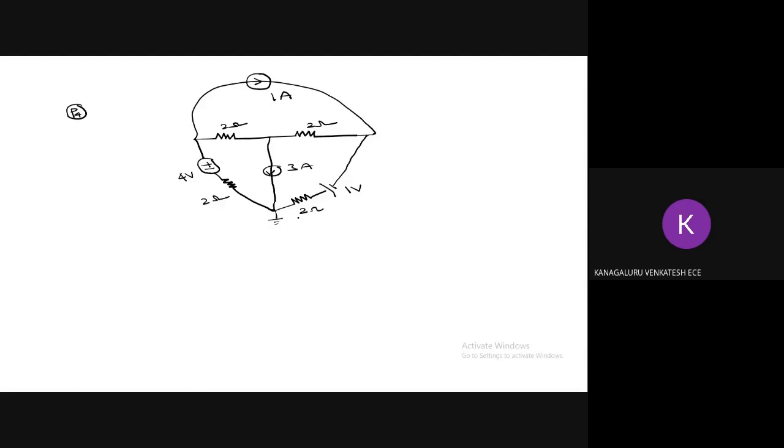For the circuit shown below, find the node voltages. Find node voltages and voltage across 1 ampere source. First question, find all the node voltages. And the second question is, find the voltage across 1 ampere source.